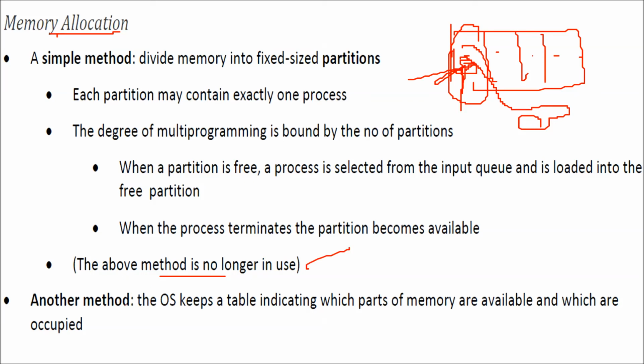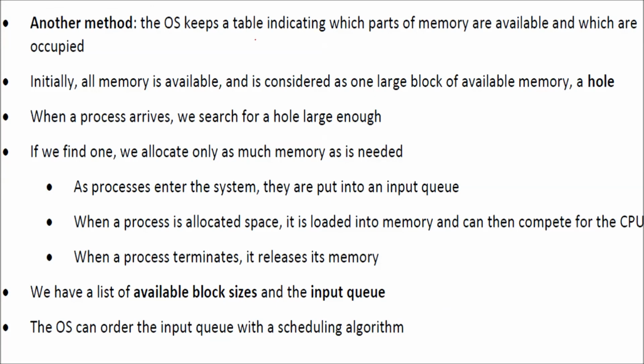The operating system keeps a table indicating which parts of the memory are available and which are occupied. There is another method, as we just said. Initially, all memory is free. It is considered one very large block of available memory, a hole. When a process arrives, we search for a hole large enough, and if we find one, we allocate only as much memory as needed.